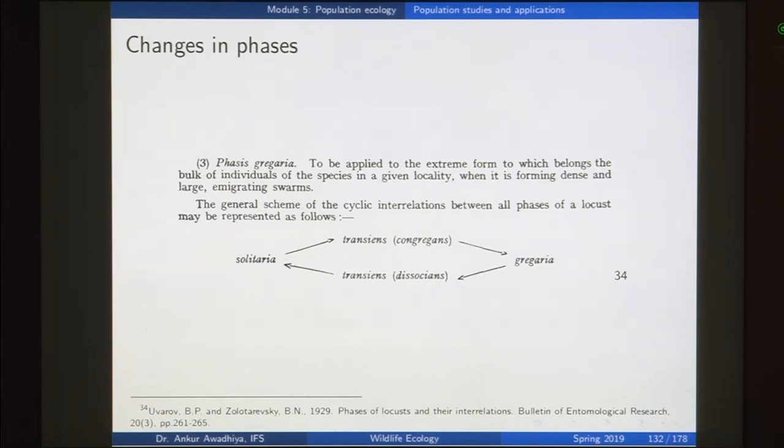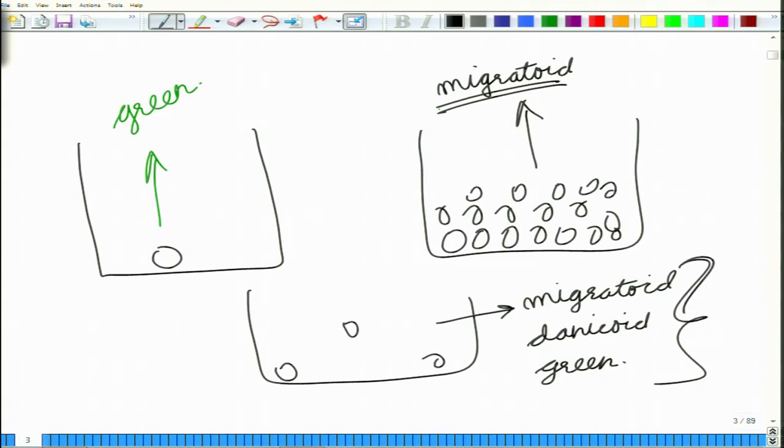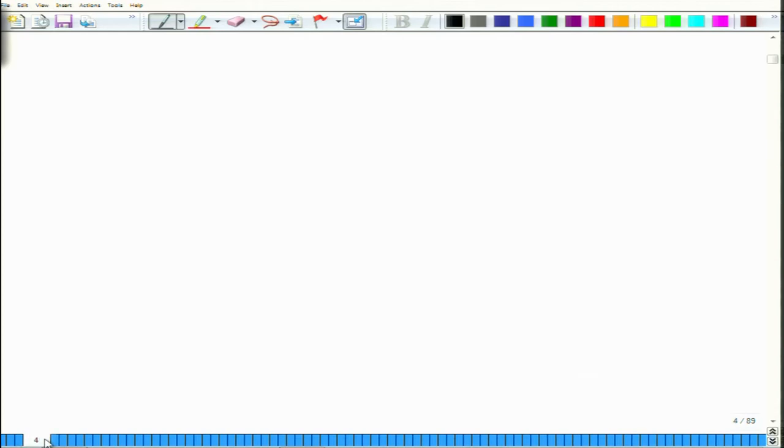Now what Uvarov said was that these larvae are different, and similarly the adults are also different. As we had seen in this case, we have three different varieties, the migratoid, the rhinicoid and the green variety. Similarly, even in the case of the adults, you have these three phases. The first one is the solitary phase.